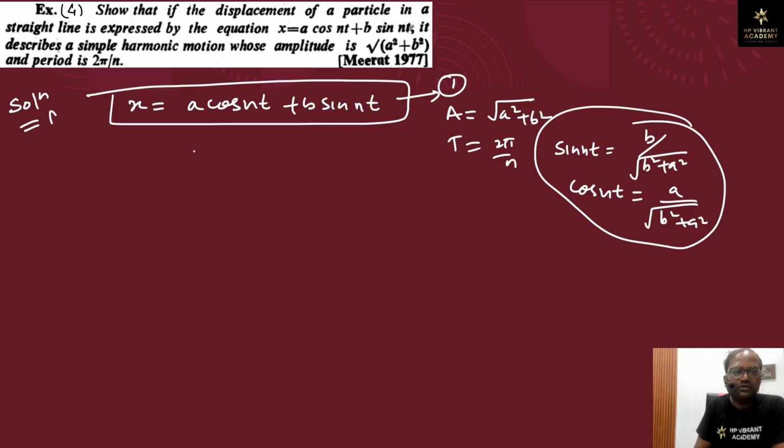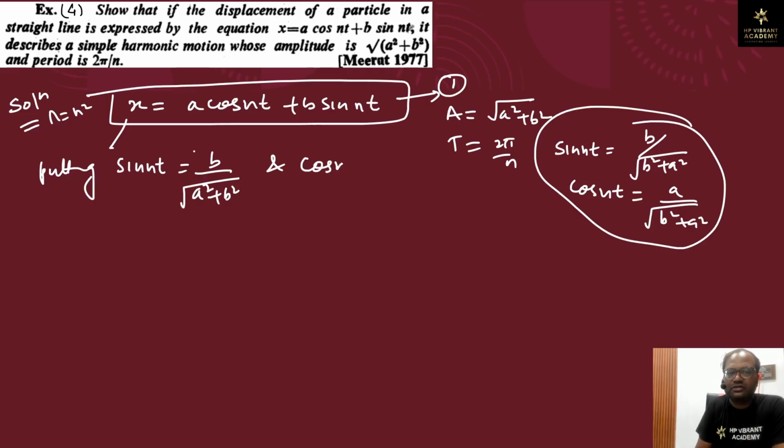We have found mu is equal to n square. So putting sin nt is equal to b upon square root of a square plus b square, and cos nt is equal to a upon square root of a square plus b square. Both are the same.